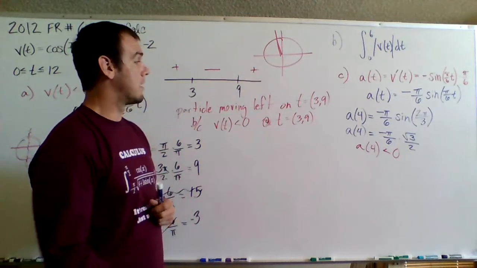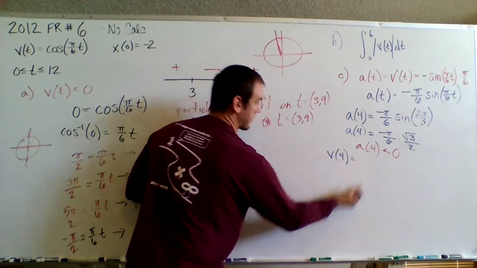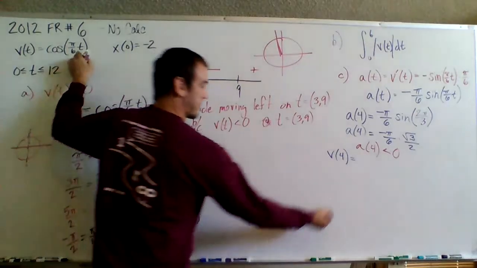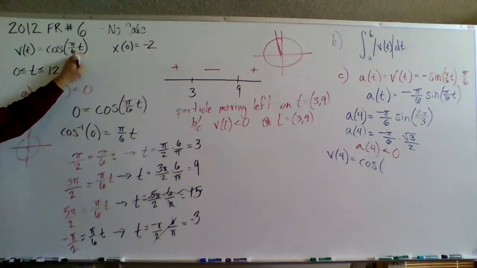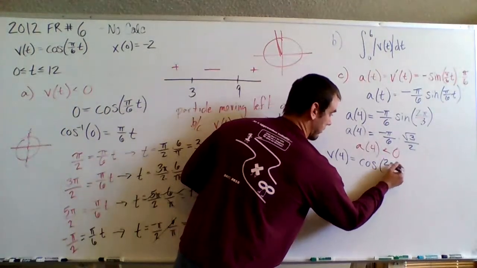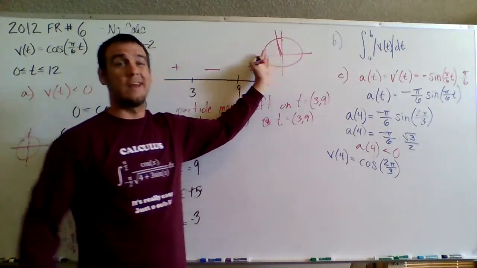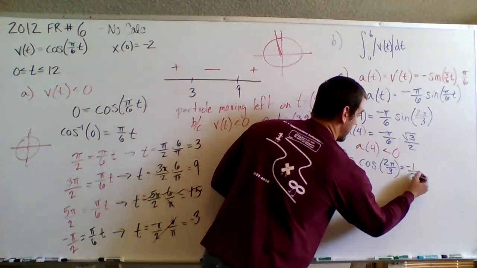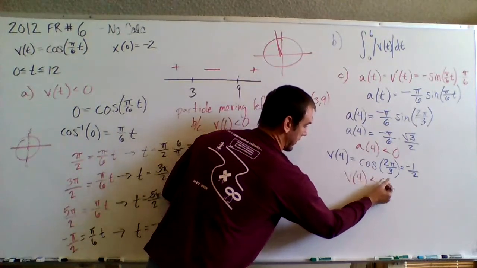All right? Now we want to figure out what v of 4 is. Well, v of 4 is going to equal, we go back to our velocity equation. We're going to plug in 4, so this can be cosine. When I plug in the 4 here, I've got 4 divided by 6 is going to turn to 2 over 3 again, so this is really going to be cosine of 2 pi over 3. So 2 pi over 3 is still here. Cosine is referring to my x value. My x value at that location is going to be negative 1/2, which means that v of 4 is going to be less than 0.